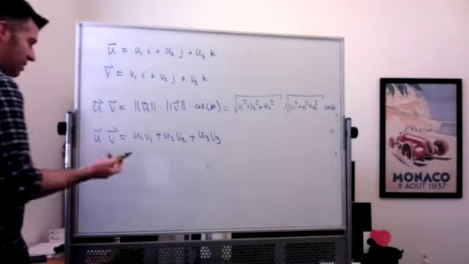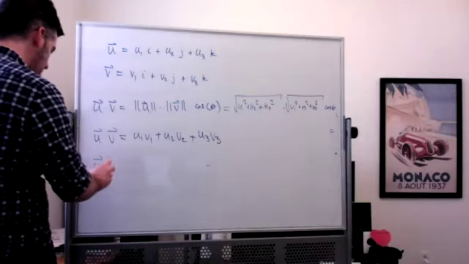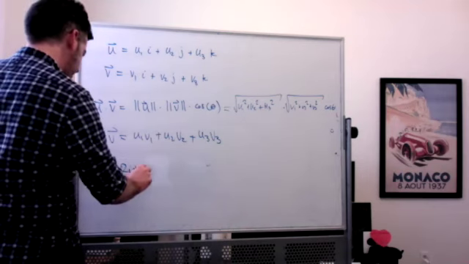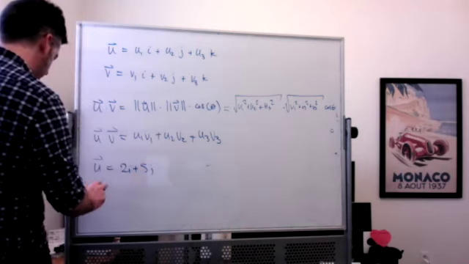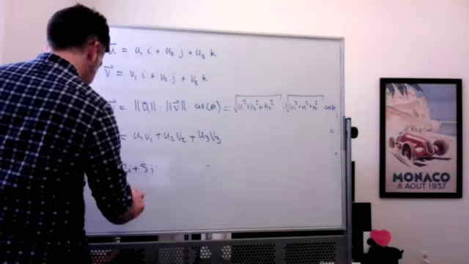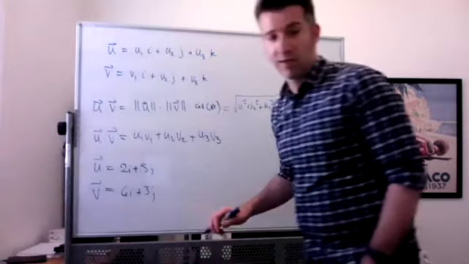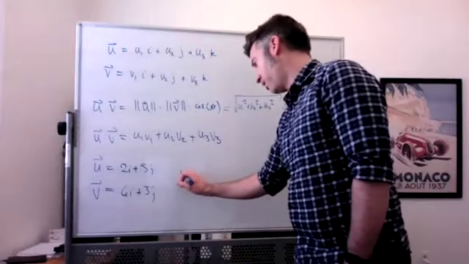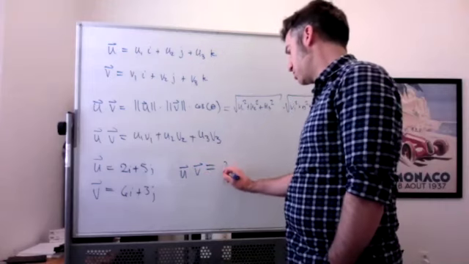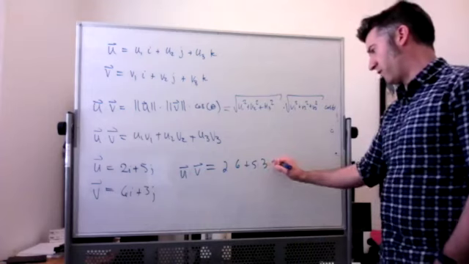So we can use this to calculate all kinds of things. For example, if u is equal to the vector 2i plus 5j, and v is equal to the vector, I don't know, 6i plus 3j. I'm going to draw this in a second. We can very easily find the dot product. The dot product u dot v is equal to 2 times 6 plus 5 times 3, which is 12 plus 15, which is 27.